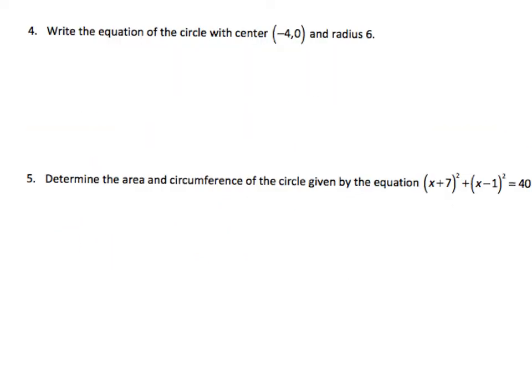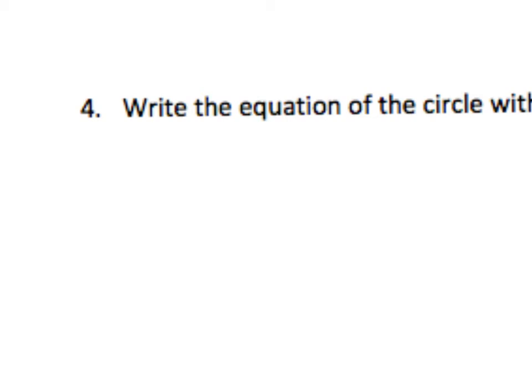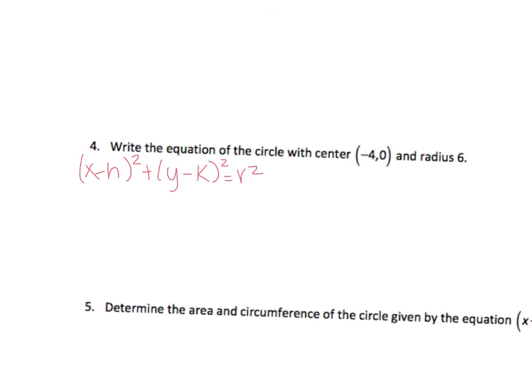Now what we're going to do is we're going to be given information and we want to write the equation of the circle. So I'll write the equation of the circle one more time here for us so we have it right in front of us. It's going to be (x minus h) squared plus (y minus k) squared equals r squared. Okay, so it says we've got the center of the circle, negative 4, 0, and the radius is 6. So remember the center of the circle is h and k. And then the radius, so r equals 6.